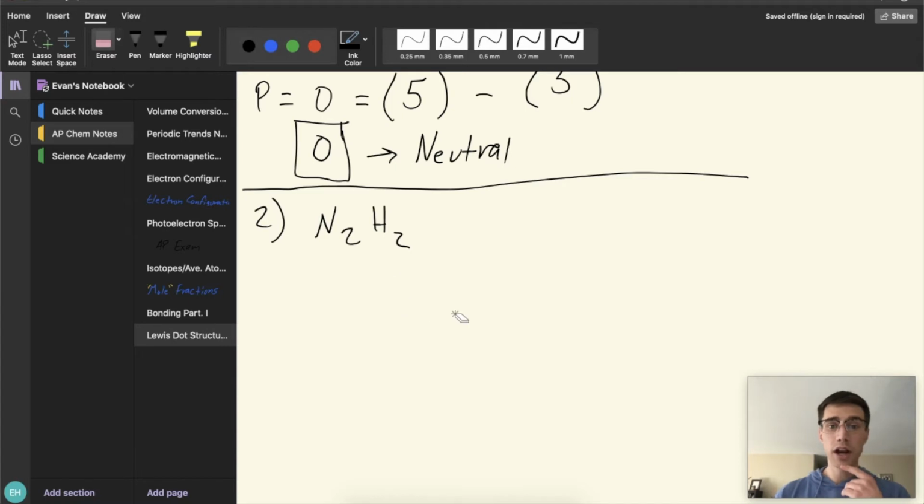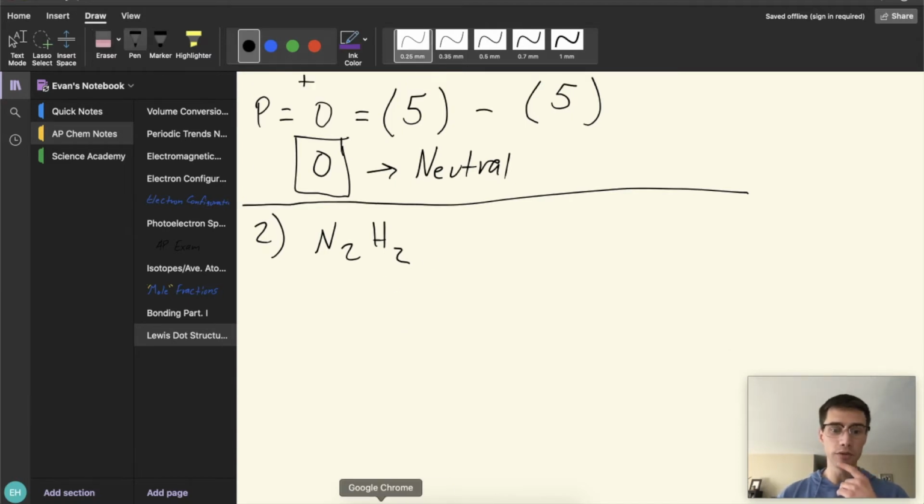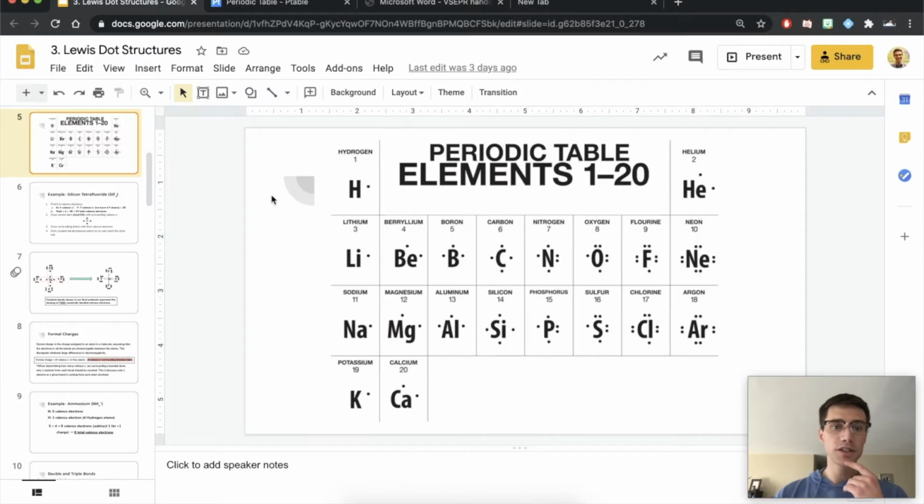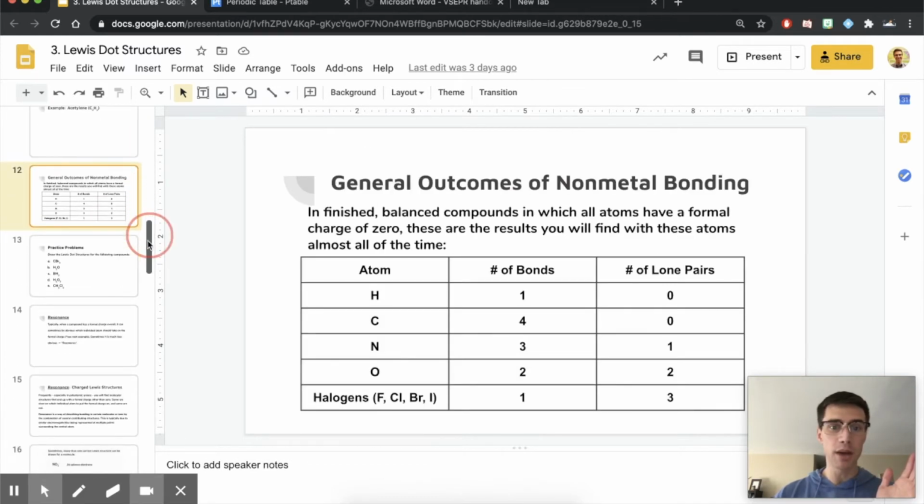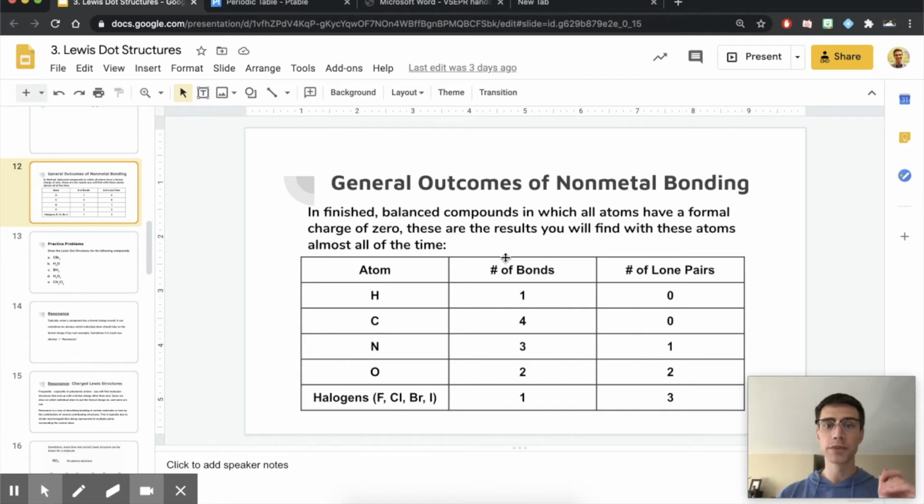Now, one trick that I want to share with you guys before we keep moving is that most of the time, and by most of the time I mean like 95% of the time, if you look at this table here, this will show you what you should expect in your final structure. So for hydrogen, typically we only form 1 bond and 0 lone pairs, again because hydrogen can only hold 2 valence electrons in its valence shell.